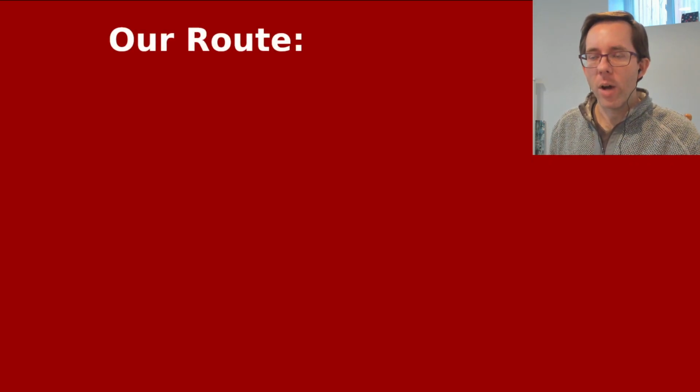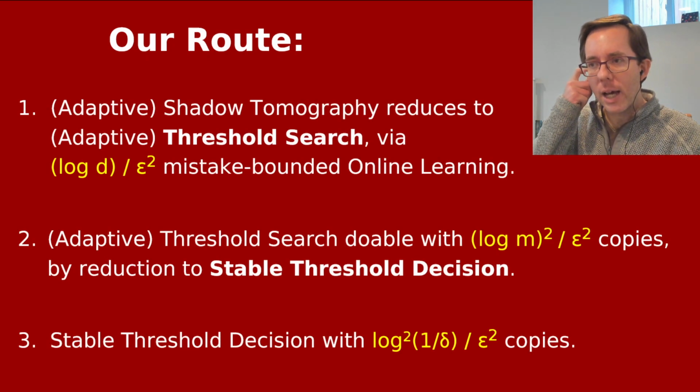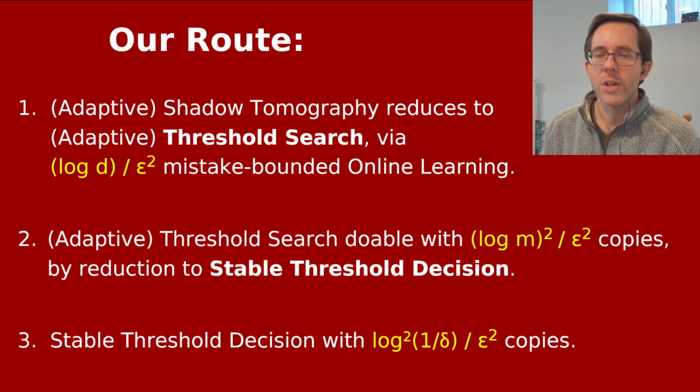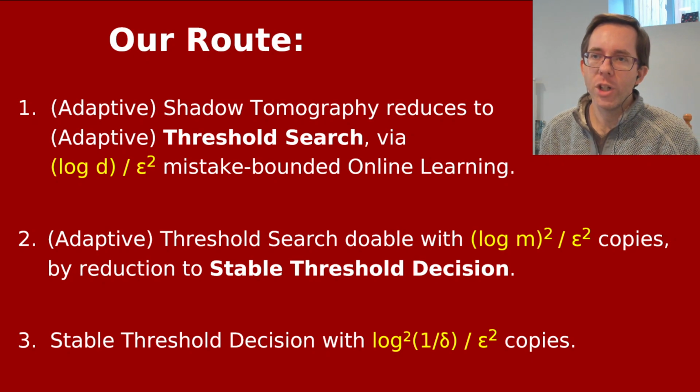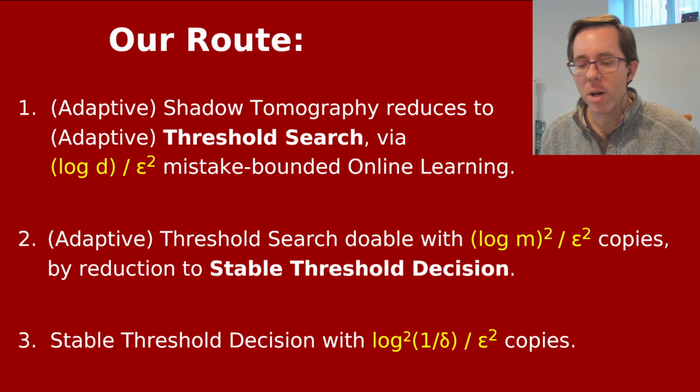Great, so let me tell you about our route for how we achieved this solution. It comes with 3 main stages. In the first one, we show how shadow tomography reduces to a simpler problem that you might call quantum threshold search. And this loses a factor of log d over epsilon squared. This reduction is via mistake-bounded online learning. And I should say that we show it because, in fact, this part was already known.